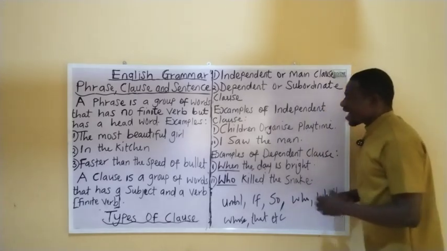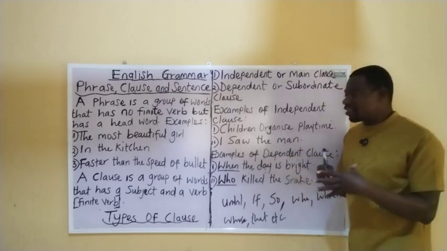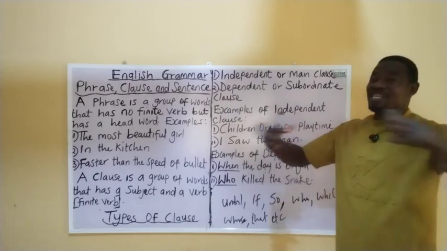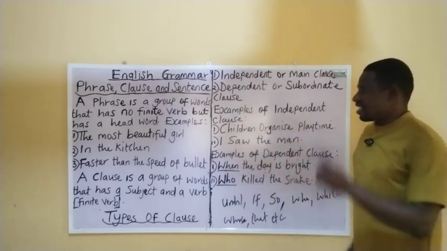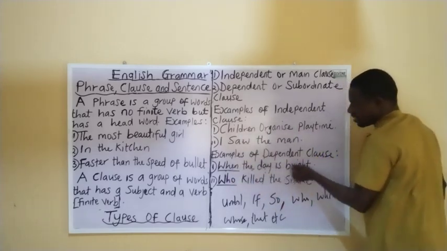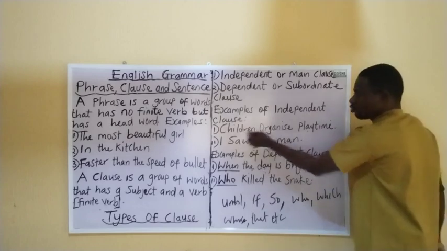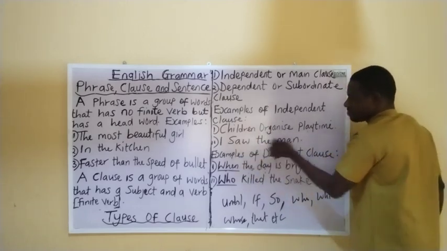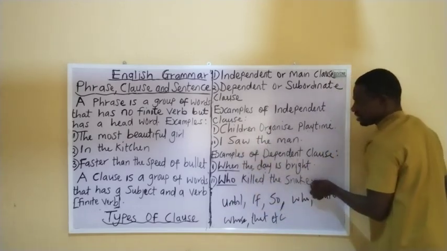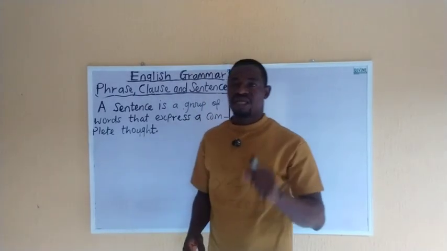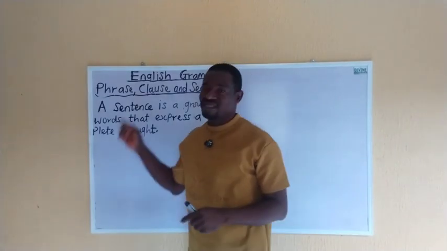However, we can actually attach or join subordinate clause to independent clause to express a full-fledged sentence. A good example is this. Children organize playtime when the day is bright. I saw the man who killed the snake. We talked about the phrase and the clause. Let's look at the sentence.